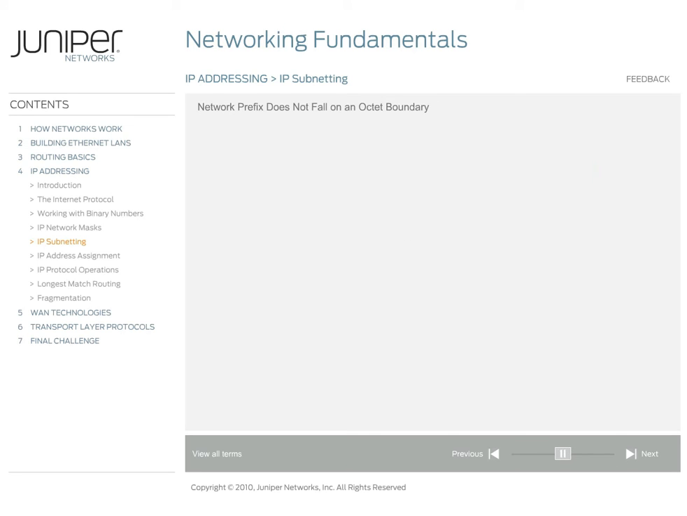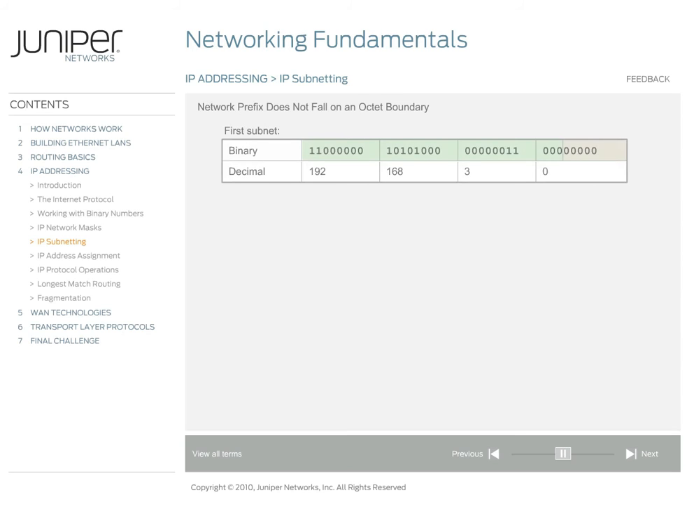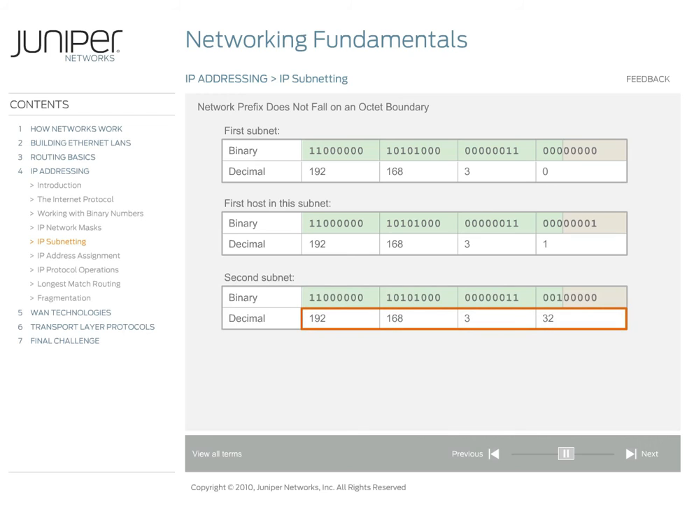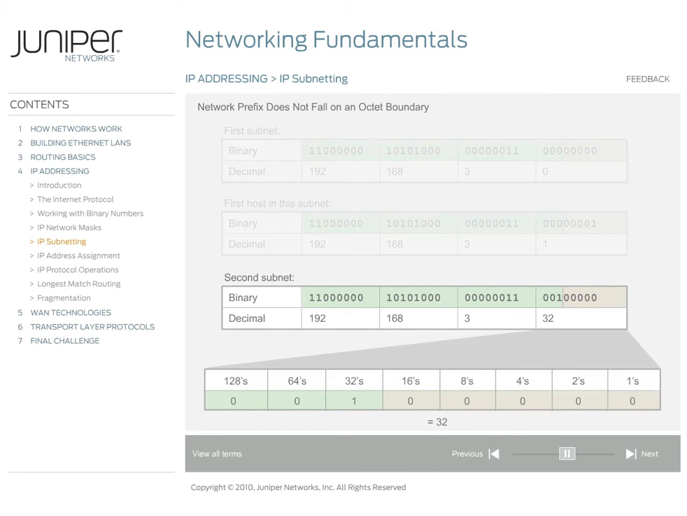Notice here that with a 27-bit prefix length, the first available subnet number is actually 192.168.3.0, where all bits in the subnet portion are turned off, and the first host address in this subnet is 192.168.3.1. Nothing looks different yet, but let's keep going. The second available subnet is 192.168.3.32, where the far right bit in the subnet portion is turned on. The powers of 2 table on screen shows you how the bits in the last octet now add up to 32.